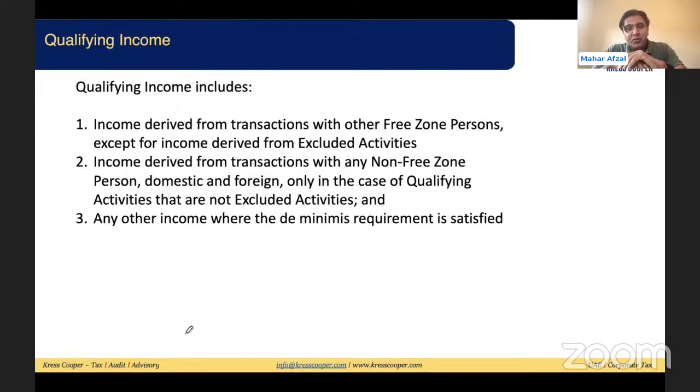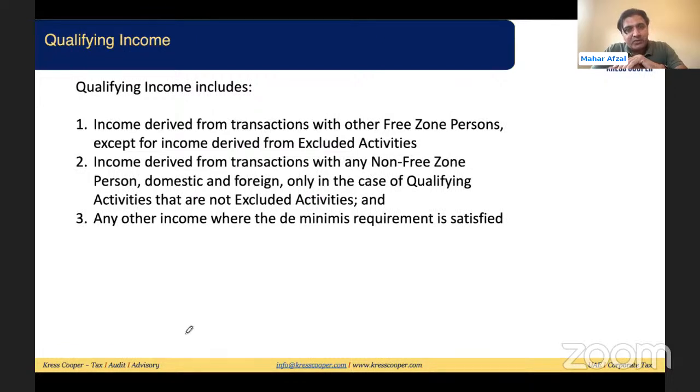So whatever we have discussed till now, we'll now discuss the qualifying free zone person. What are the conditions for the qualifying free zone person? Natural person taxability we have discussed. Then we discussed the natural person with less than 1 million, 1 to 3 million, and more than 3 million. Now the qualifying free zone person.